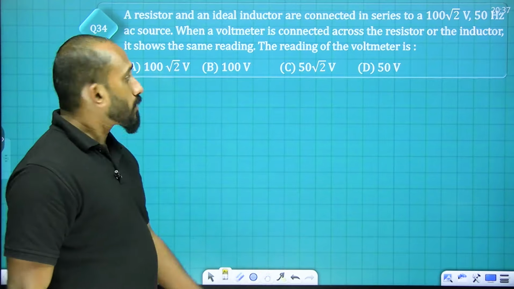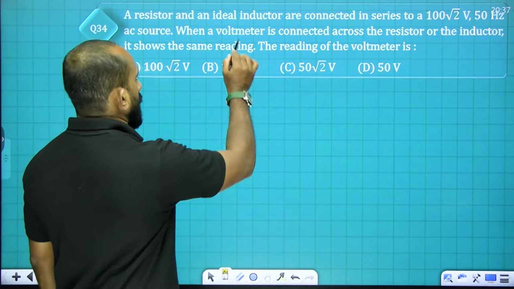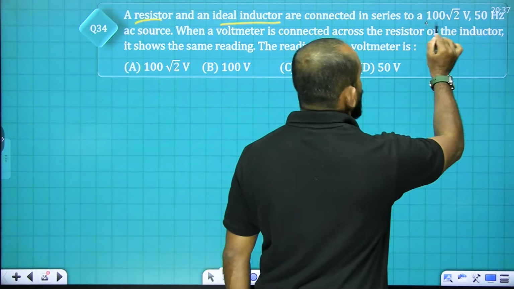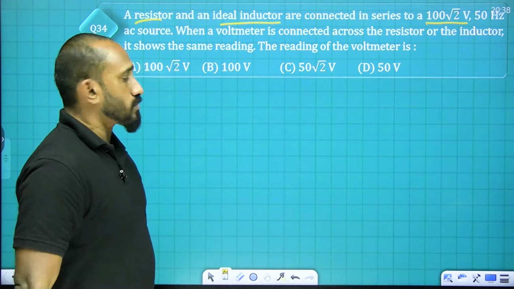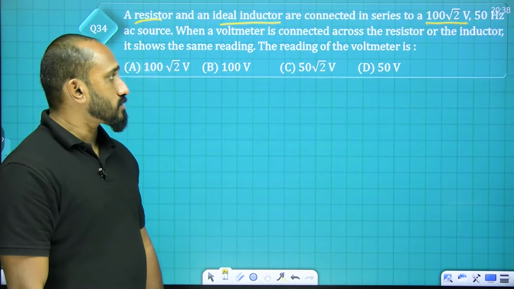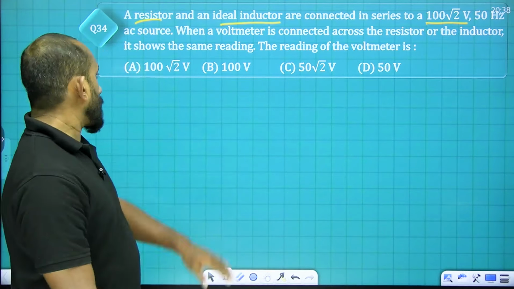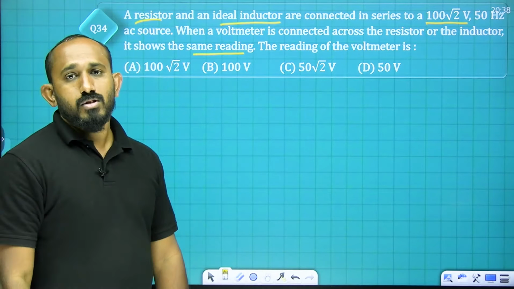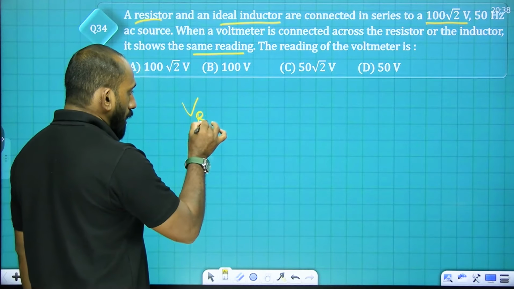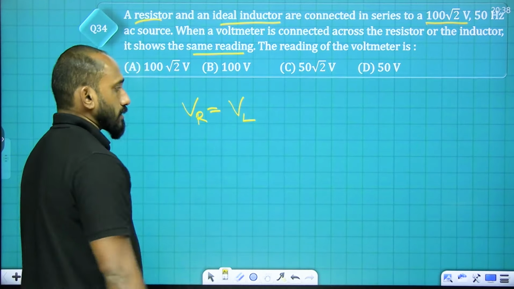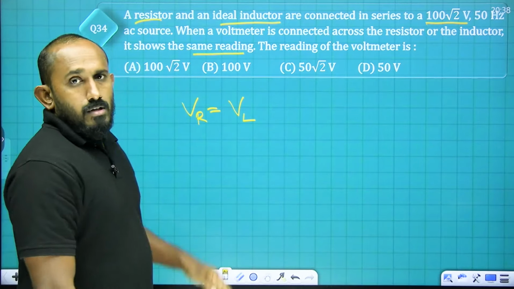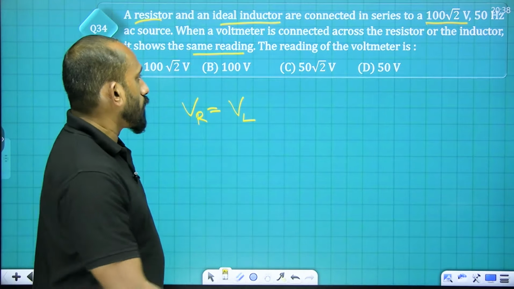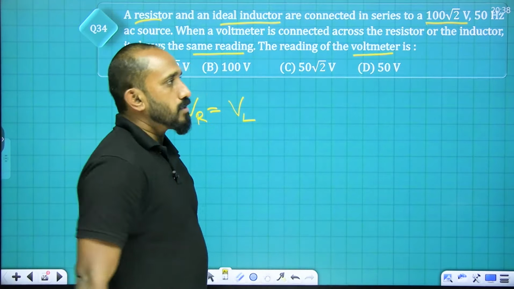The next question. A resistor and an ideal inductor are connected in series to a 100 root 2 volt 50 Hz AC source. When a voltmeter is connected across the resistor or the inductor, it shows the same reading. The reading of the voltmeter is how much? So voltmeter across R is equal to voltmeter across inductor. VR is equal to VL is given. So the voltmeter reading, how much voltage will be there, that you have to find.